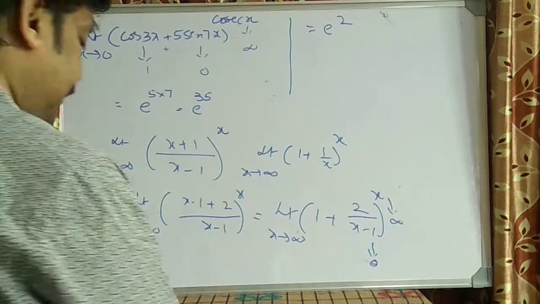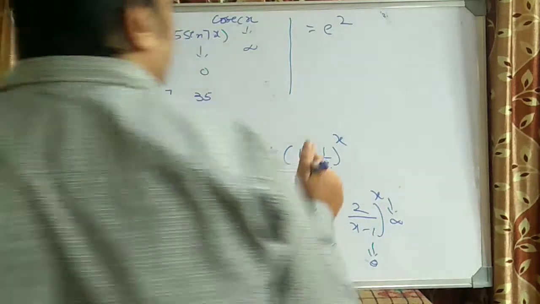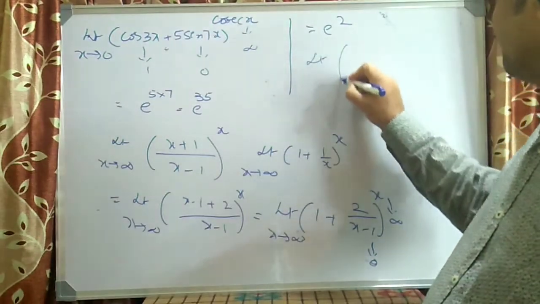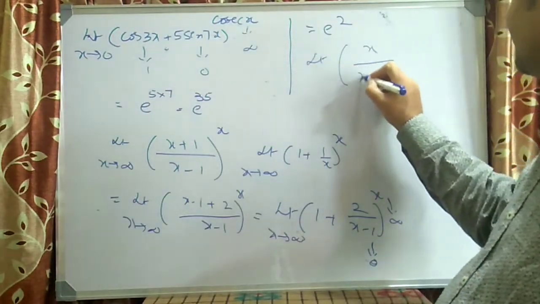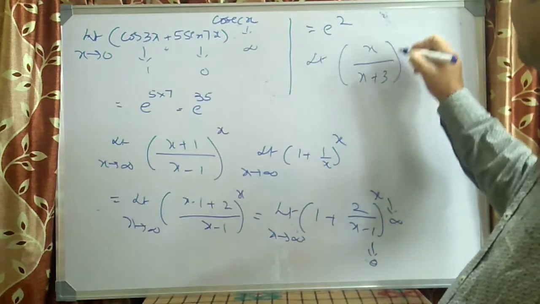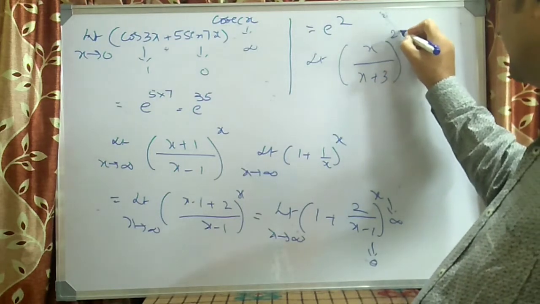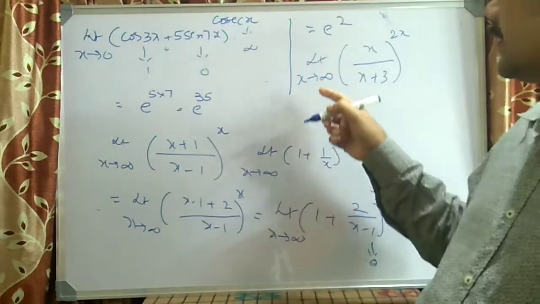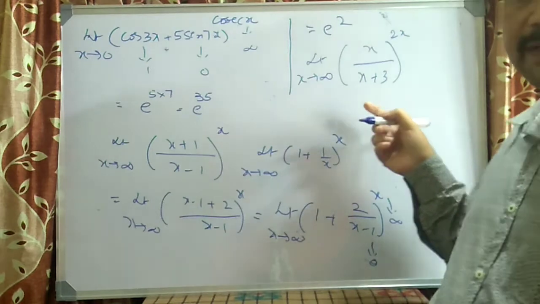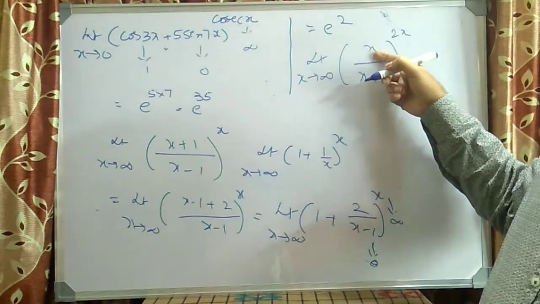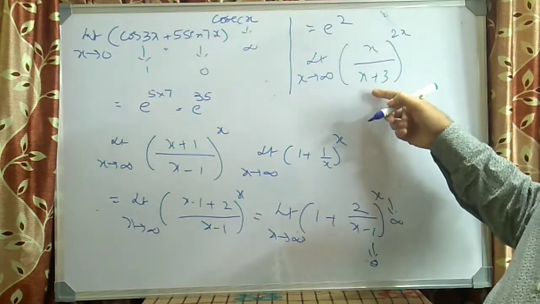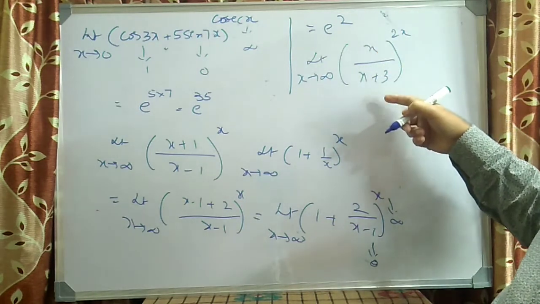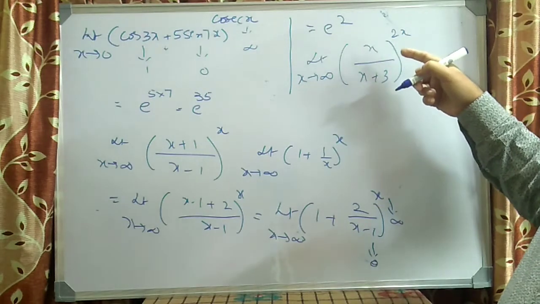So you can easily see, and let me explain that with another problem. See here, limit of (x by x plus 3) whole to the power 2x as x tends to infinity. Particularly as x tends to infinity, we are having this here. So you can see now what happens here. This is actually becoming 1, as x tends to infinity, x is equal to x plus 3. So this is of the form 1 power infinity.